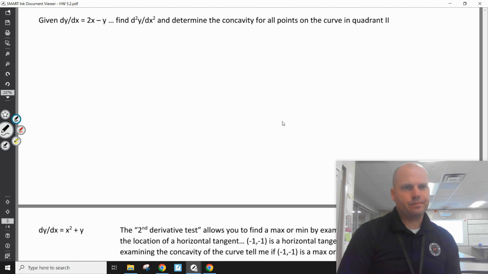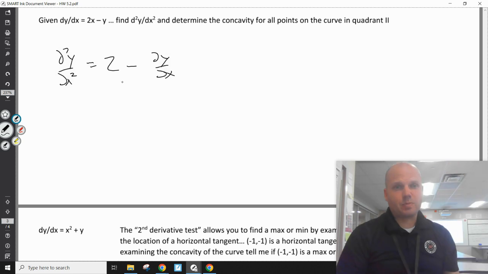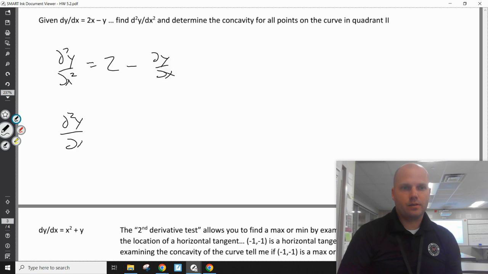Oh, here's a good question. What is the concavity of all points in quadrant 2? All right. Now, I'm not given a specific point, so I can't plug in a specific point. So what I'm going to do is plug in what it's equal to.